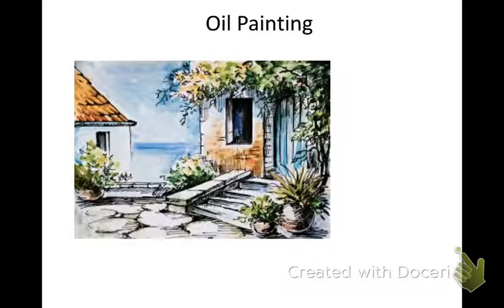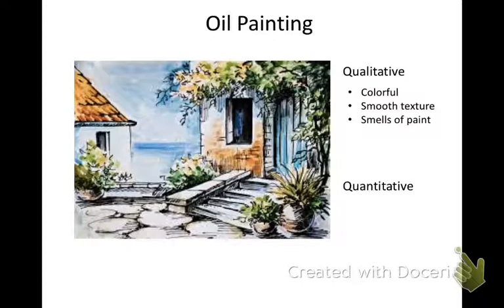Okay, with this oil painting, we need to name some qualitative and quantitative properties. So some qualitative properties, these are things like color and texture, would be it's a colorful painting, the texture is smooth, and you could talk about the smell of the paint. For quantitative, we could talk about how this painting weighs 3 pounds, it's 9 inches by 13 inches, or the fact that it cost $1,400.